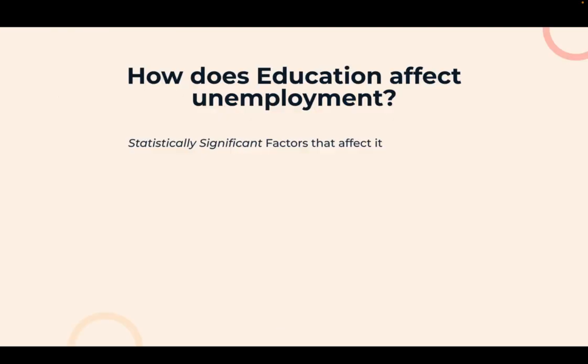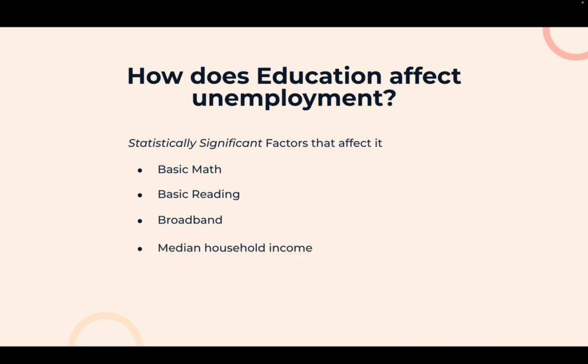So, how does education affect economic factors like unemployment and wages? Well, we spent a lot of time coming up with a statistical model that controlled for all of these different variables, and that was pretty rigorous. We found that there were really only a few statistically significant factors once you control for all the other variables. Those are basic math, basic reading, broadband internet access, and median household income.